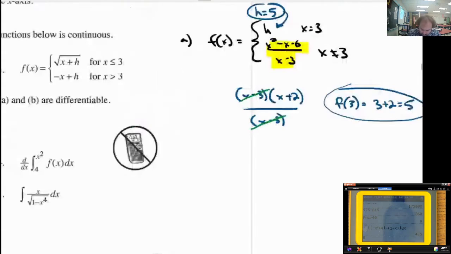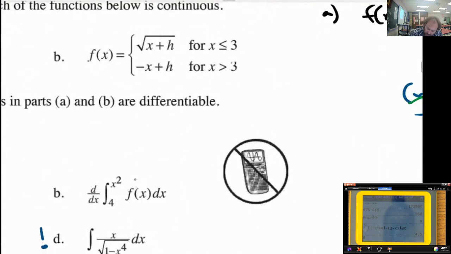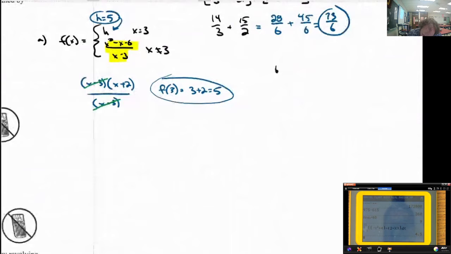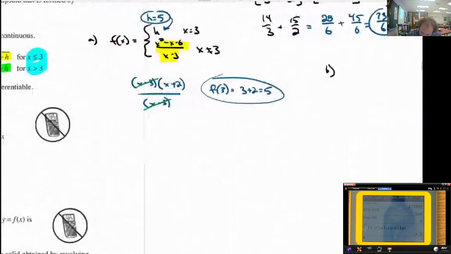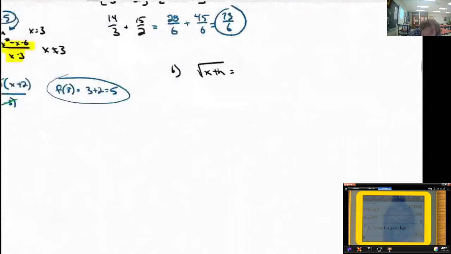For question B, let's see if we can do this one here. This is, again, your classic piecewise function. We need these two things to equal each other when x is 3, because there's a jump when x is 3, and we need to make sure they equal each other. So here's the question we need to solve over here in question B. We need the square root of x plus h to be equal to negative x plus h, and specifically when x equals 3.